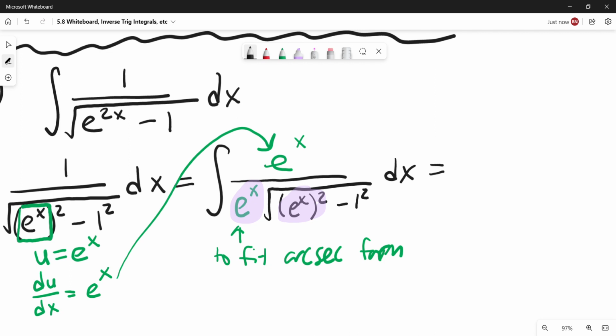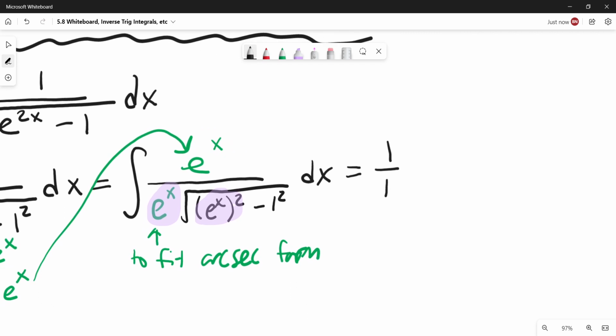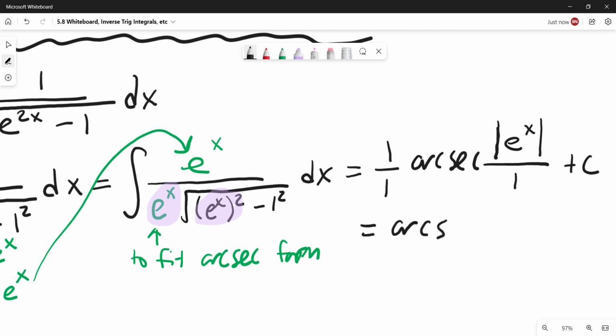All right, so we have an arcsecant problem. So 1 over a, our a is just 1, so that's going to be uneventful, times arcsecant absolute value of the u part, so that's e to the x, over a is 1, plus c, like that. So this is just equal to arcsecant e to the x plus c.